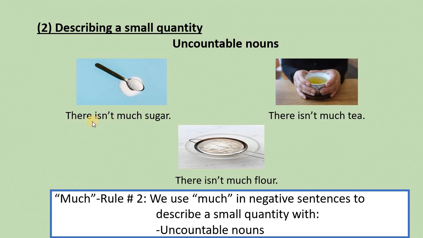There isn't much sugar. There is not, or there isn't much tea. There is not, or there isn't much flour. Again, these are all negative sentences. Isn't is a contracted form of is not. And they are all negative sentences. Again, there isn't much sugar. There isn't much tea. There isn't much flour.